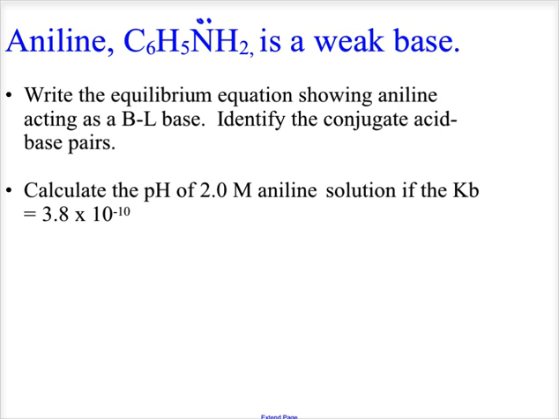The pH of a 2.0 molar aniline solution if you have a Kb of 3.8 times 10 to the minus 10. Remember that since it's a base and the solution is basic, what you're going to be calculating is the concentration of the hydroxide ions. So we know that the pH is going to be above 7. So don't just calculate. Think about what you're doing when you're working through this answer.